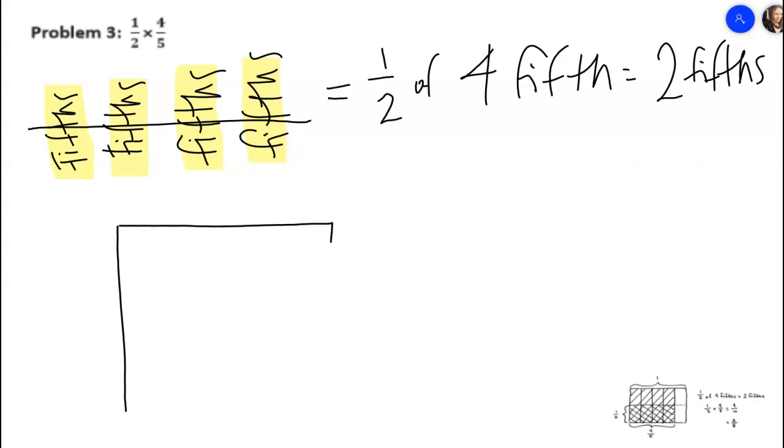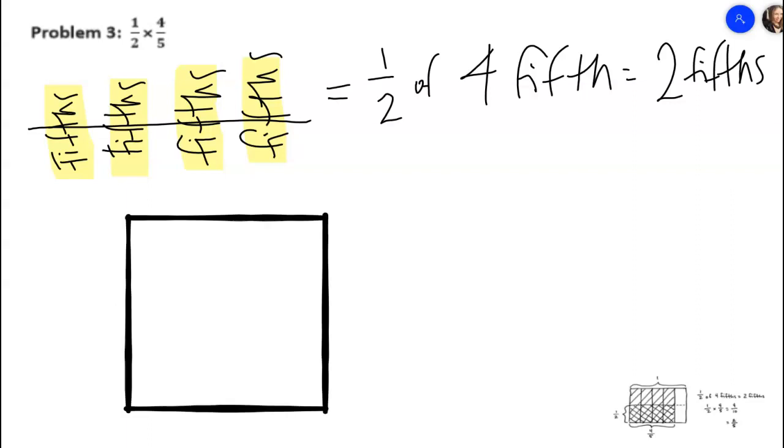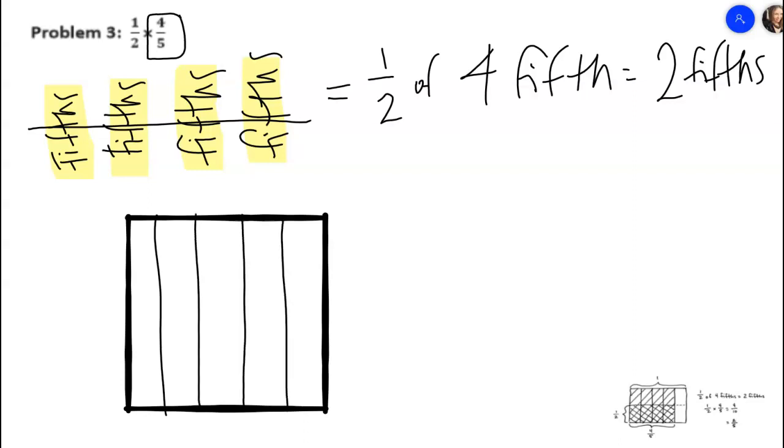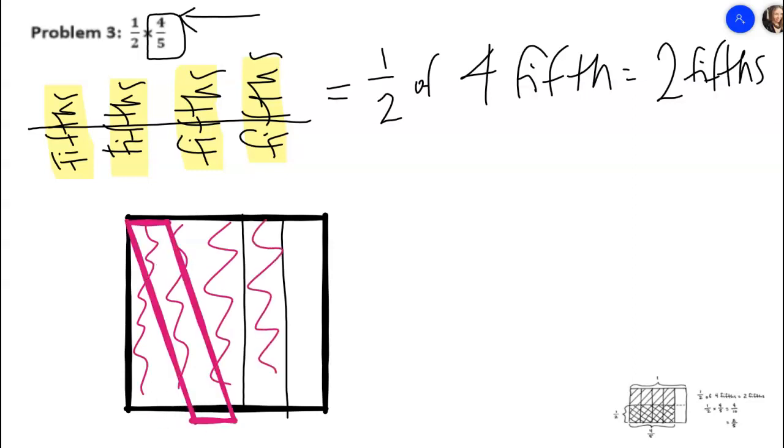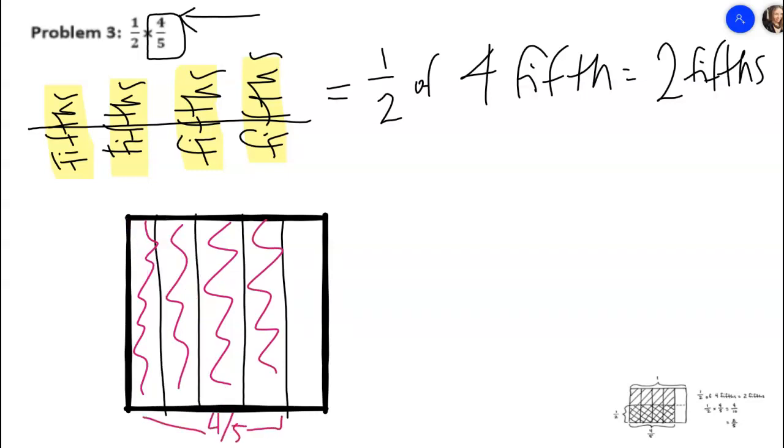Let's go ahead and draw a rectangular fraction model to demonstrate this equation. So we're looking for half of 4/5. Let's break our whole into fifths. That's 4 lines. And how many of them are shaded? That's your top number, 4. So we have 1, 2, 3, 4. That represents 4/5, that amount.